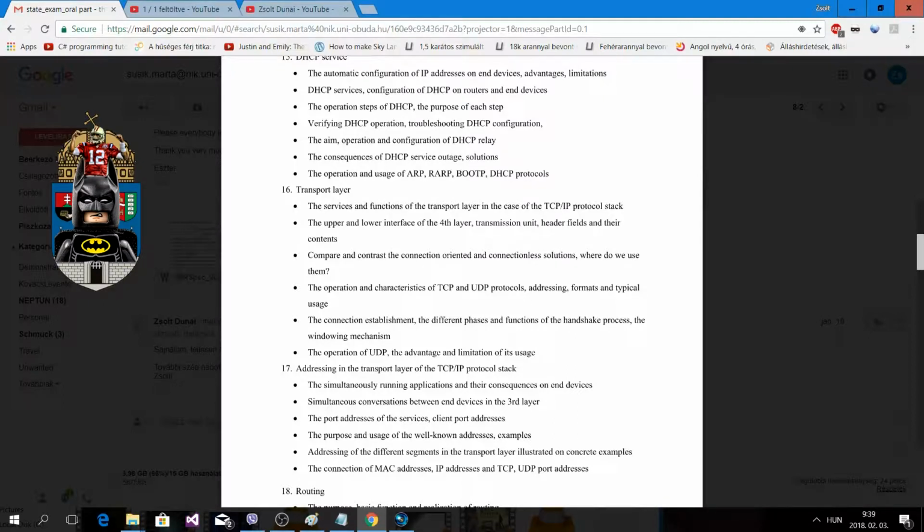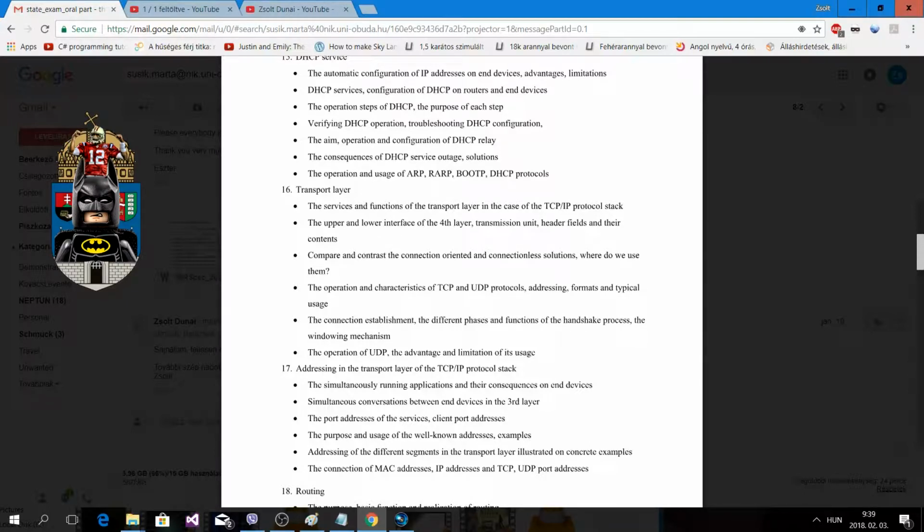Compare and contrast the connection-oriented and connectionless solutions. Where do we use them? Of course, TCP is connection-oriented and UDP is connectionless. We use TCP if we would like to get a reliable connection, for example for HTTP, and we use UDP when reliability or quality is not that important. Say, for example, streaming video, because there we don't care if a segment is lost, as it would be awkward to retransmit a previous frame that has already been passed. So that's why there we don't care.